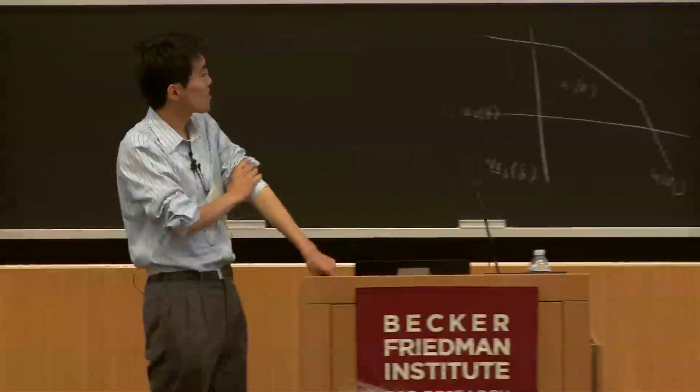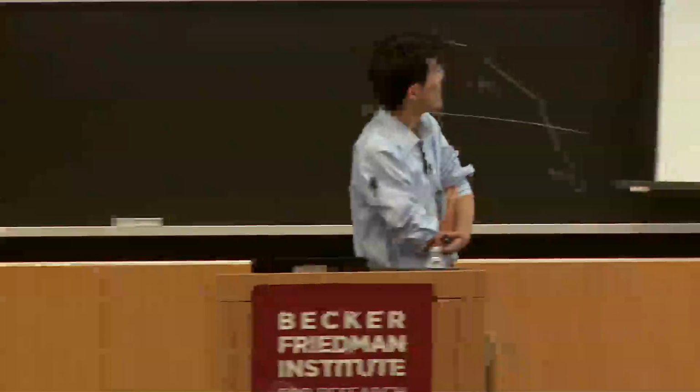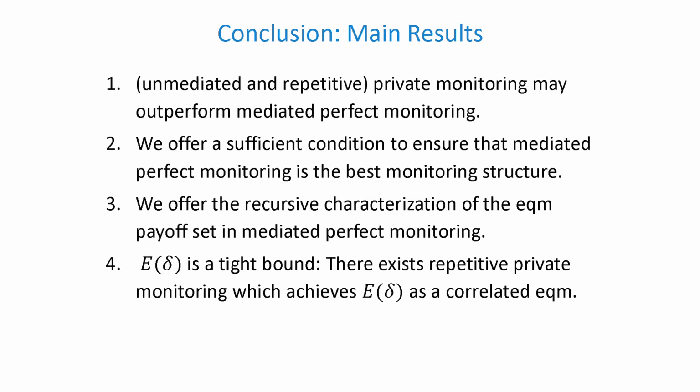Here are 4 things that we have done for this paper. First, by example, showing that the unmediated repeated private monitoring can outperform mediated private monitoring, yet there exists a sufficient condition with which the mediated private monitoring is the best monitoring structure. And given that, since we offer the recursive characterization of the equilibrium payoff set in mediated private monitoring, going back to our original question, if this sufficient condition is met, then this recursive characterization of the equilibrium payoff set is an upper bound of the equilibrium payoffs with some monitoring structure with fixed discount factor.